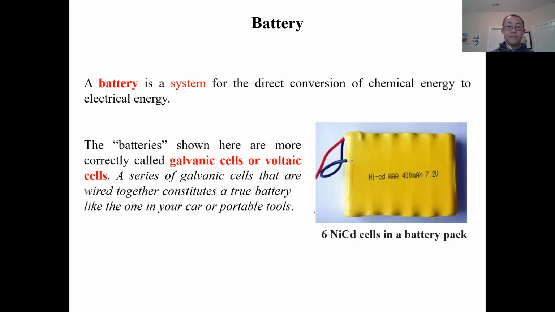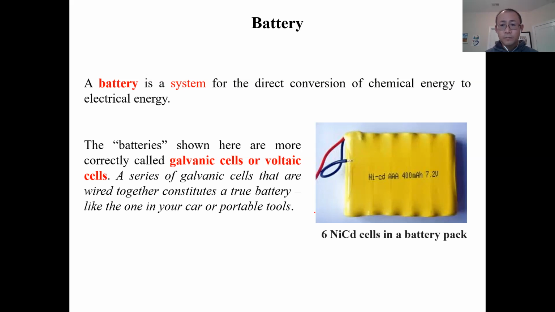First, what is a battery? Okay, a battery is a system in which we convert chemical energy into electrical energy directly. So basically, we convert chemistry reactions into electricity in a direct device. That device, or system, is called a battery.